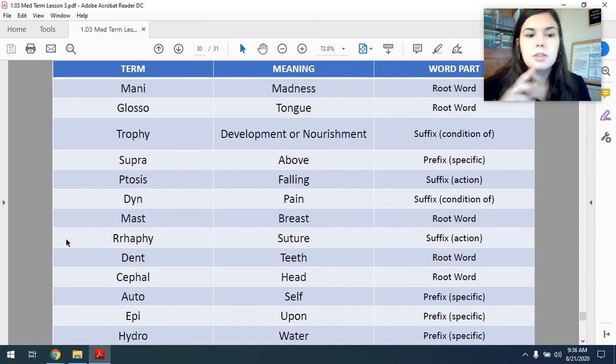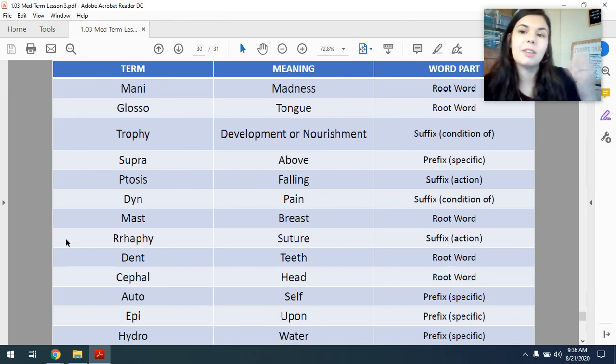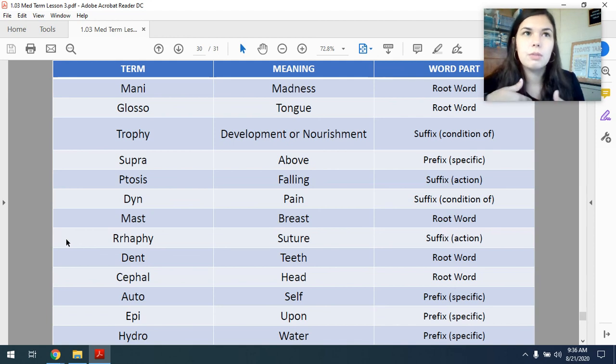And I realized I just skipped raphy. We'll go back to raphy. Raphy means suture, and to suture something is a suffix because it's an action. And then skip down to auto. Auto means self, and it is a prefix because it is describing specifically something that's happening to you or that's causing something in your own body.